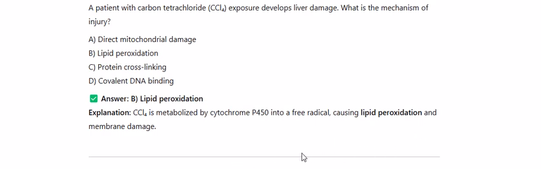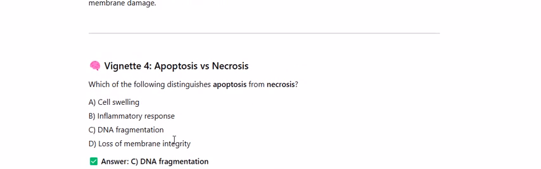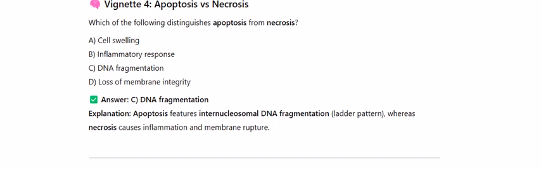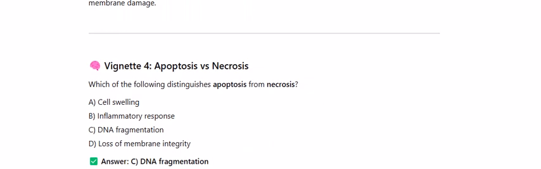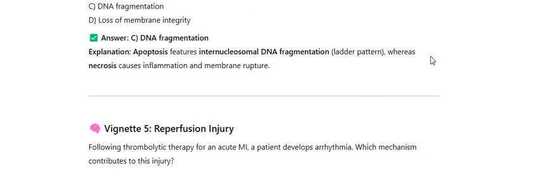Vignette 4, Apoptosis versus necrosis. Which of the following distinguishes apoptosis from necrosis? A. Cell swelling. B. Inflammatory response. C. DNA fragmentation. D. Loss of membrane integrity. Answer: C. DNA fragmentation. Explanation: apoptosis features internucleosomal DNA fragmentation, ladder pattern, whereas necrosis causes inflammation and membrane rupture.